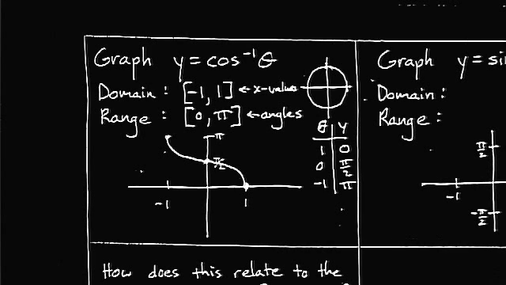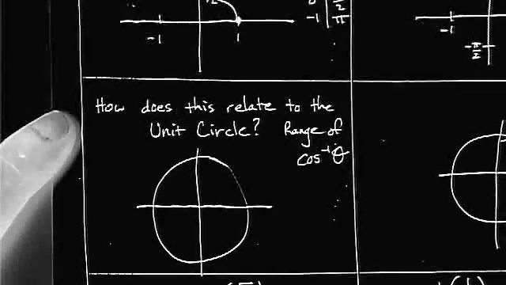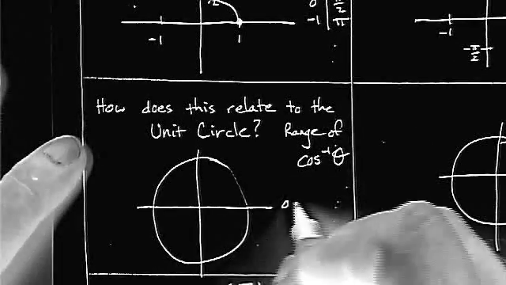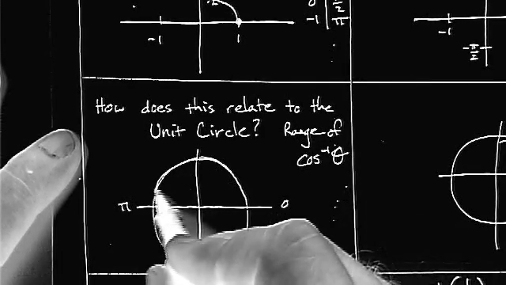This is the inverse, which passes the vertical line test. I'm happy about that. It's a function. Now, how does this relate to the circle? How do you connect this up to the circle? Well, think about the range of the inverse cosine function: 0 to pi. That's the top half of the circle.